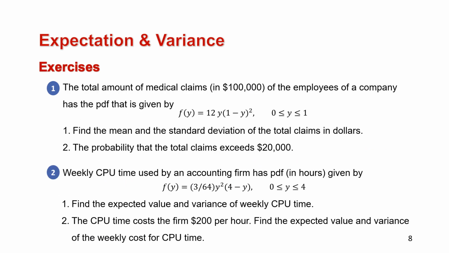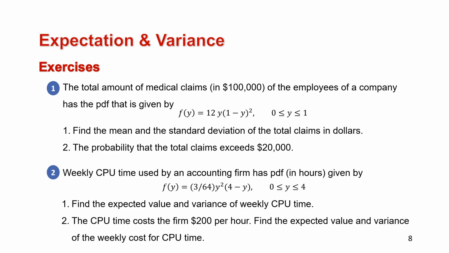Let's take exercises. The first one: the total amount of medical claims in 100,000 of the employees of a company has the PDF given by this. You should take care of the unit of measurement. Here we measure in $100,000. Then when I say that in the PDF f of y equals this form and y from 0 to 1, 1 is the $100,000. Okay. Find the mean and the standard deviation.